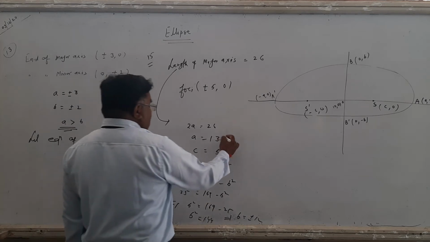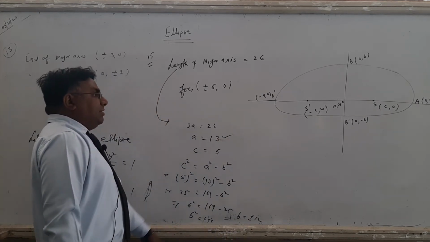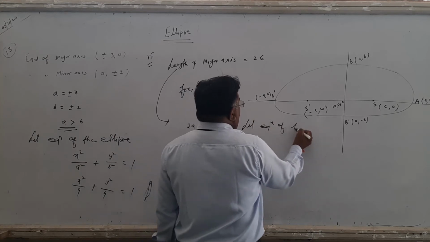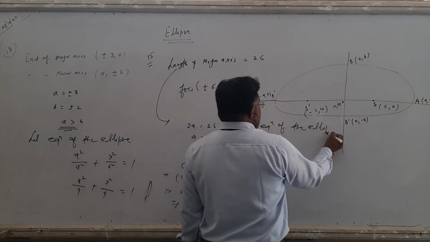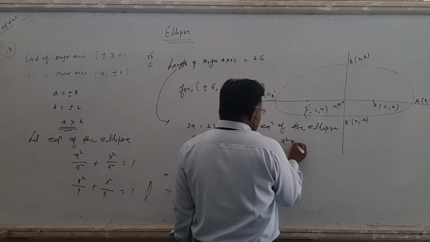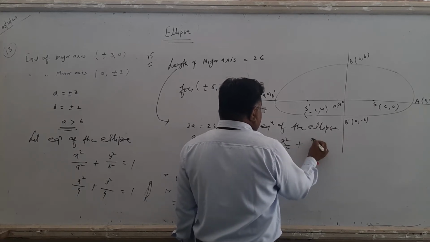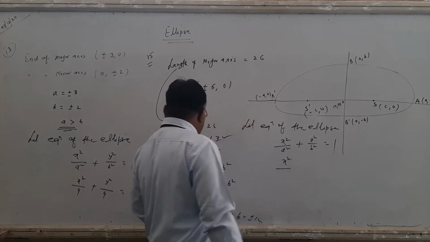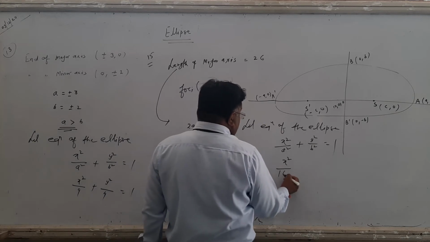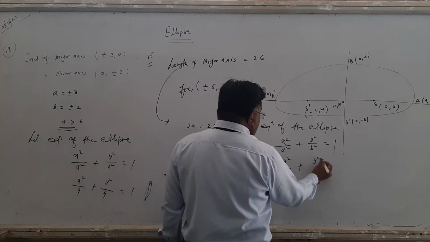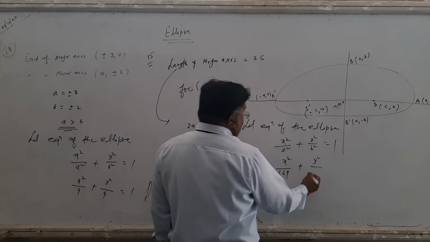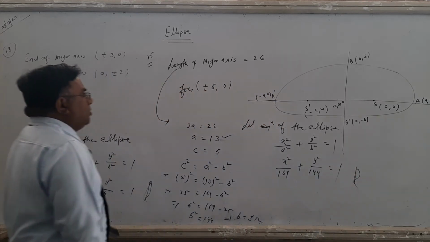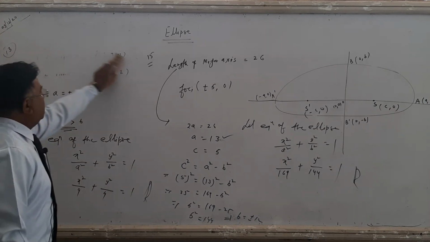a is 13, b is 12, right? a is greater than b. So now let the equation of the ellipse, this is the first form, be x square upon a square plus y square upon b square equals 1. x square upon a, a is 13, square of 13 is 169, plus y square upon b square, b is 12, square of 12 is 144, equals 1. This is the answer. So student, question number 15 and 16 are the same.